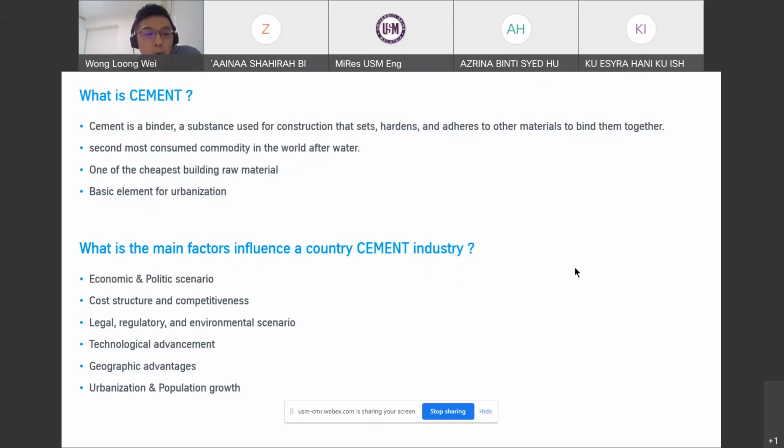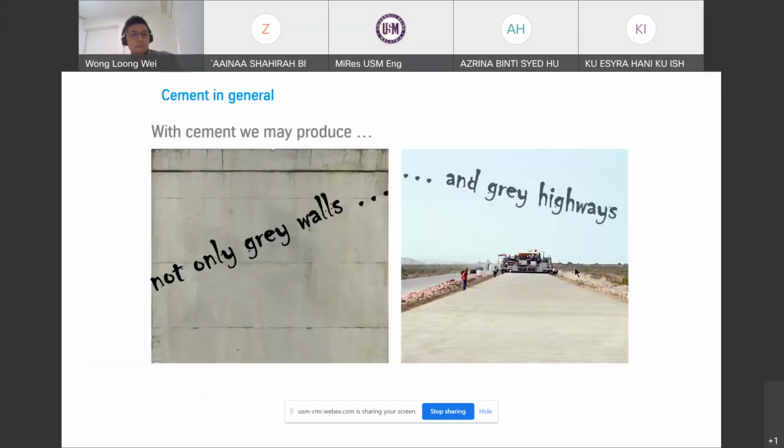And one of the very important factors is geographic advantage. Why is this important? We mentioned that the raw material of cement is limestone, so you must have the resource of limestone in order to build or produce cement. And the last one is regarding urbanization and population growth. When you have a higher growth of urbanization or population, this directly indicates growth in demand in the cement industry.